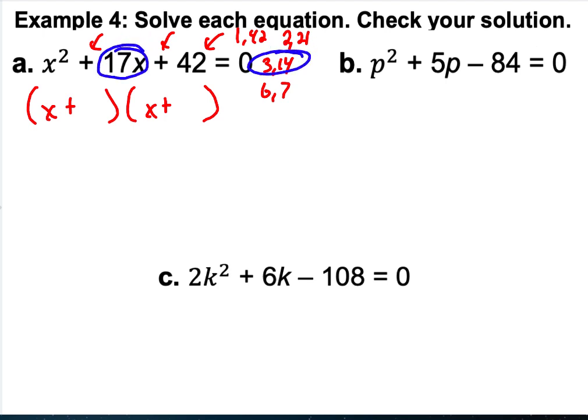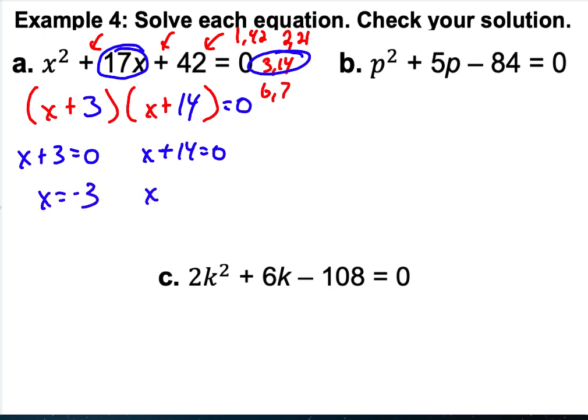Well, that's going to have to be my 3 and my 14. But that's still equal to 0. So to solve, I'm going to set each one equal to 0. So if x plus 3 is 0, x must be negative 3. If x plus 14 is 0, x must be negative 14. Okay? So those are my two solutions to that equation, negative 3 and negative 14.